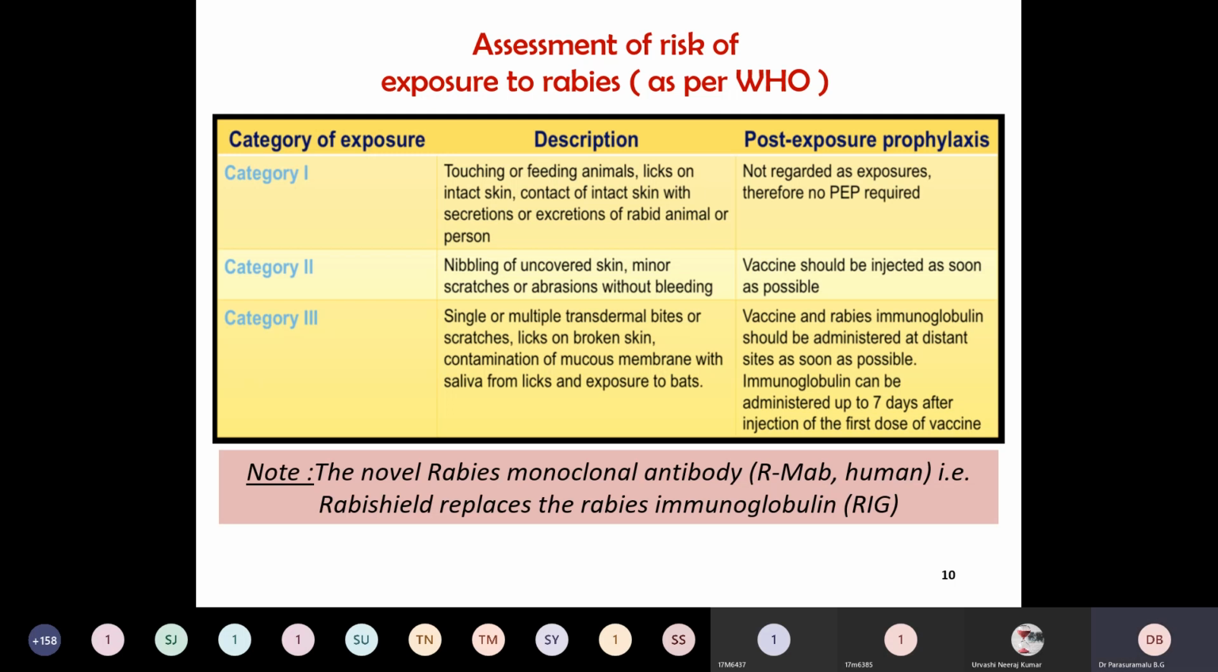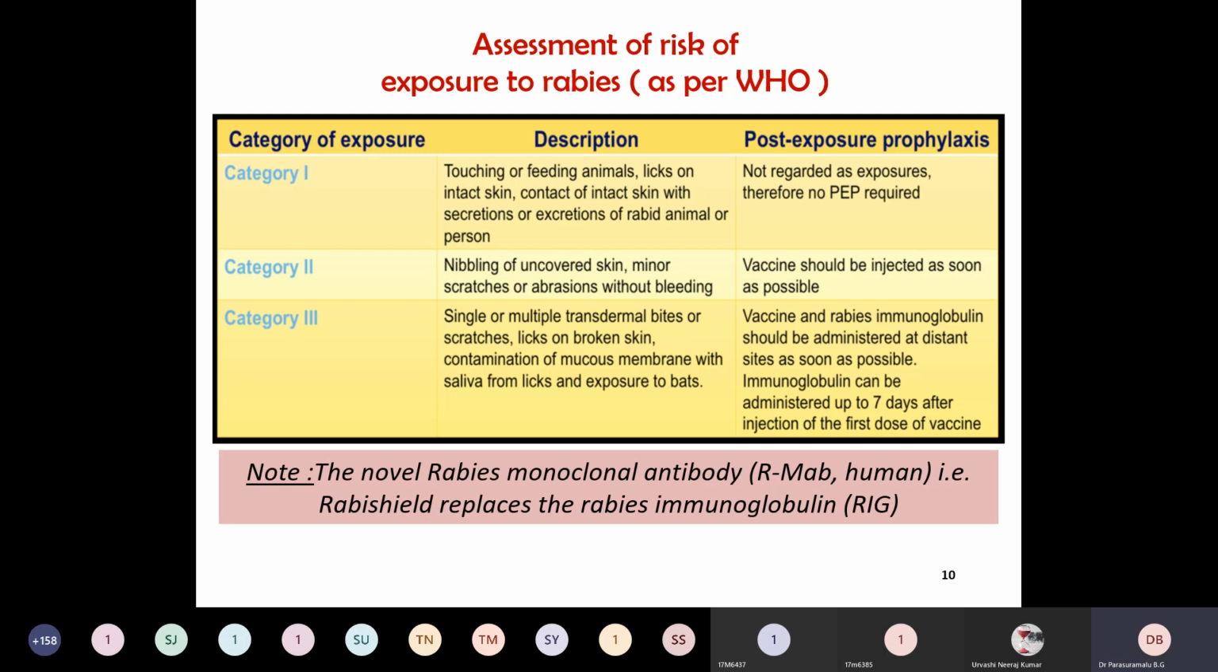So this I have already discussed. Safety-wise also, there are only a few local events, such as pain, redness and swelling. They are mild in nature and disappear after some time. Even systemic reactions are mild to moderate, and all resolve without any further treatment.